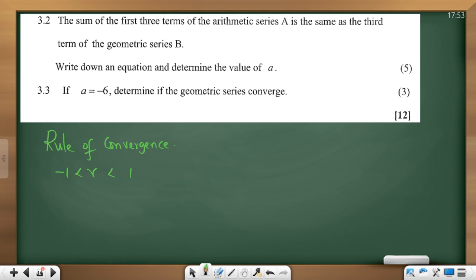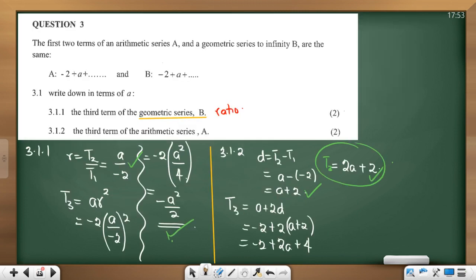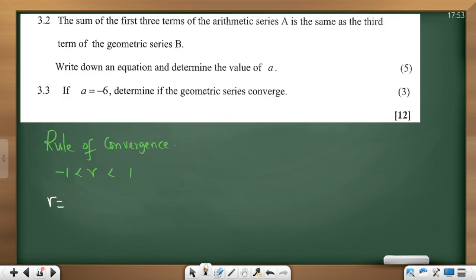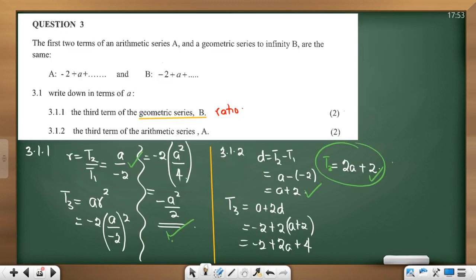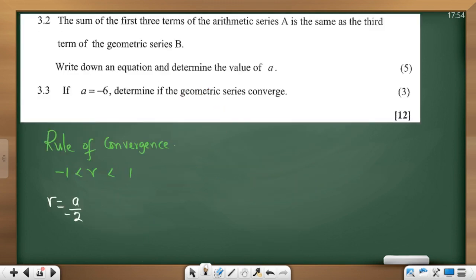Let's go find R. Remember, we got an expression for R. Let's go copy it. Our R is a over negative 2. Is it? Yes. Okay. But we are told that a is now negative 6. So R is negative 6 over negative 2, which is 3. Will it converge? Determine if it converges. No. It will not converge.